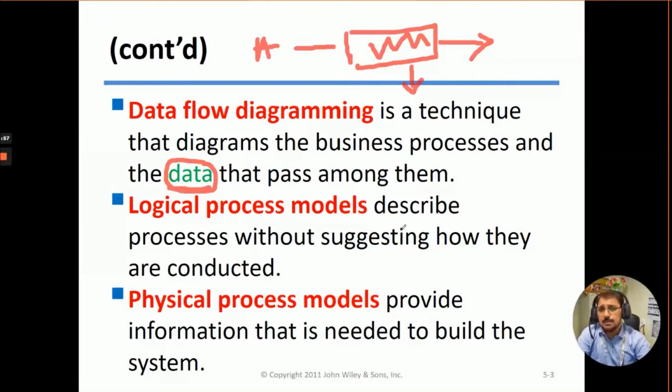And a logical process model describes the processes without suggesting how they are conducted. So there will not be too much detail about how to conduct this, but what the process is, what the details of that are, we will talk about that. And the physical process model provides information that is needed to build the system. So what are the different processes which will finally complete the whole system?